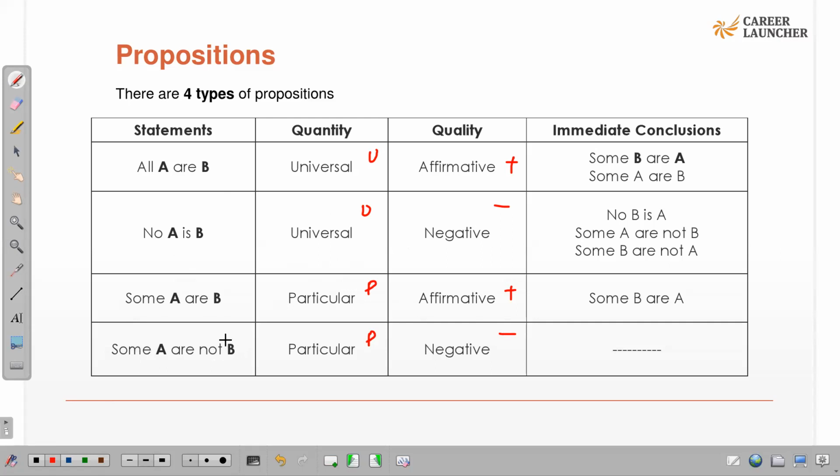Any statement, if it doesn't look like these, needs to be converted into a logical equivalent made like these four statements, and the immediate conclusions that can be derived from them need to be memorized. From no A is B we get no B is A; from some A are B we can derive some B are A; and some A are not B gives us no immediate conclusion. Also, a memory note was that all A are B is not equal to all B are A. So, quite a few things that we need to remember. I hope you remember them.